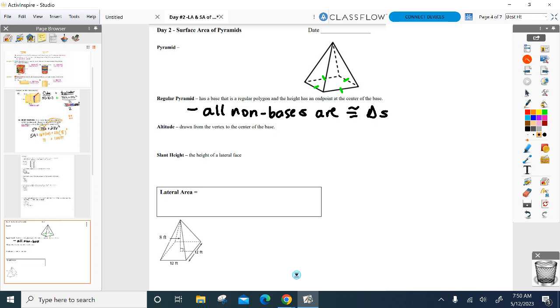Here's the big part for today, though. A pyramid has two heights. You have what's called the altitude, and you have what's called a slant height.